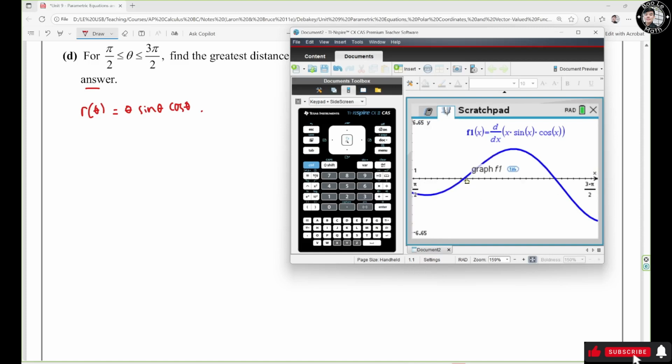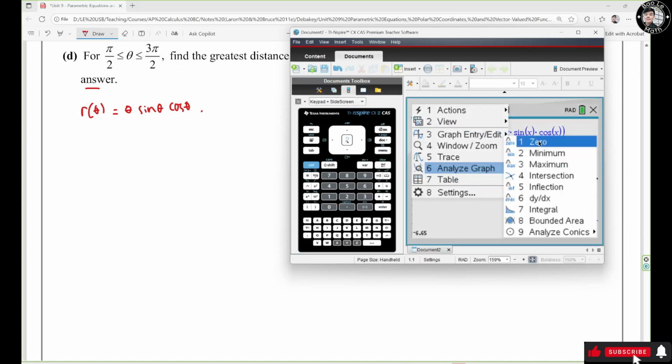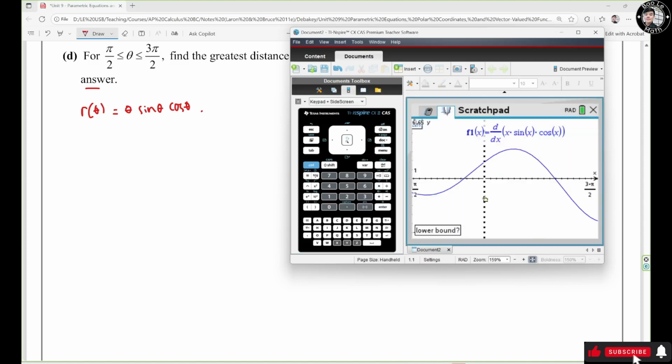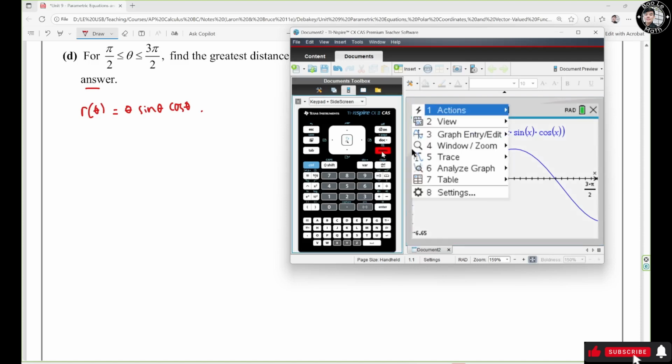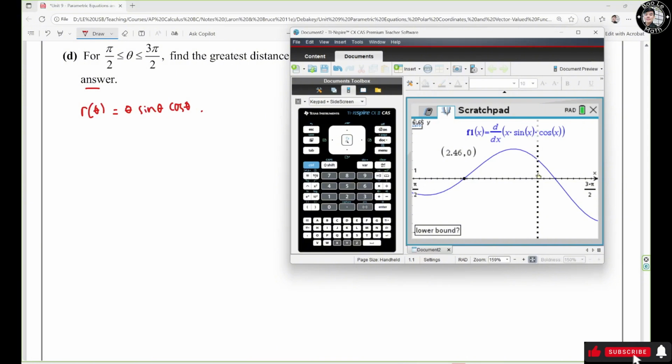Now you have two critical values right here. This is where r prime of theta equals 0, so I need to find the critical values. I press menu, number, zero. Go to the left of zero, go to the right of zero, and you get 2.46. Similarly, menu, number, zero, left, right, and it's going to be 3.99.